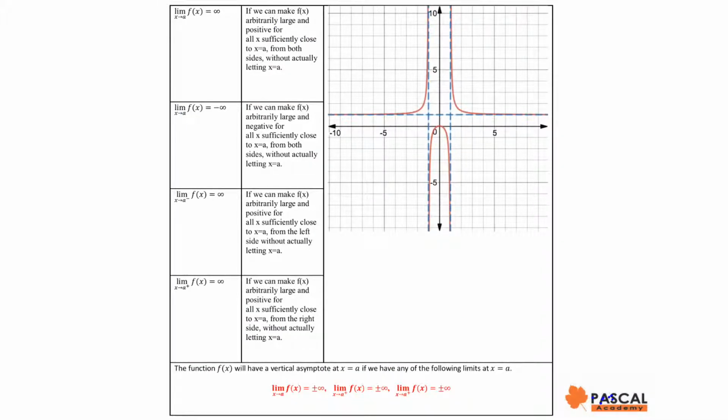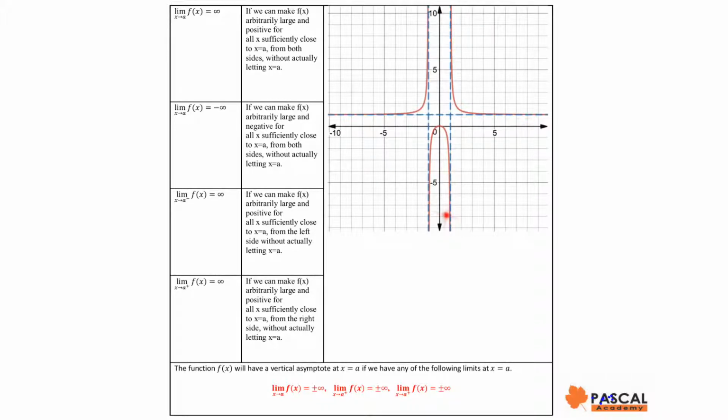Limit of f of x equals infinity as x approaches a, if we can make f of x arbitrarily large and positive for all x sufficiently close to a from both sides. In other words, when x is getting close to a, f of x is getting bigger and bigger in the positive direction of the y-axis.